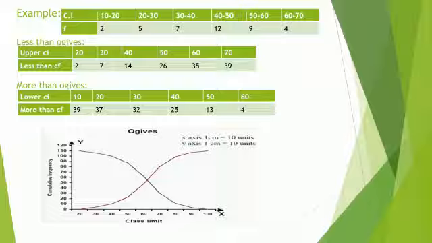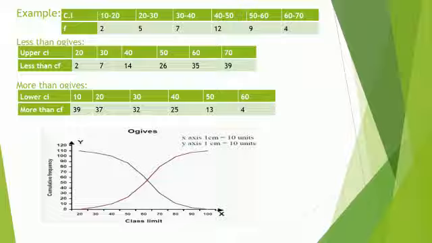And next one is the more than ogive. More than ogive means you have to use the lower limit. First lower limit is 10, second 20, 30, 40, 50, 60. And then you have to find the more than CF. More than CF means first you have to find the frequency total. Frequency total is 39.